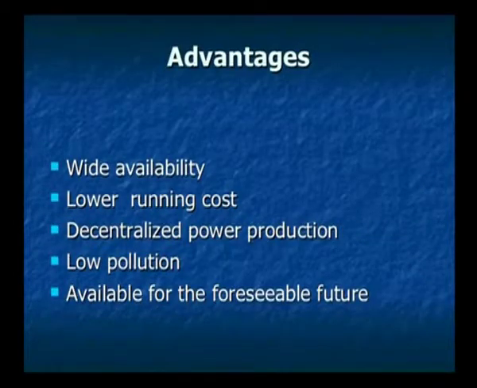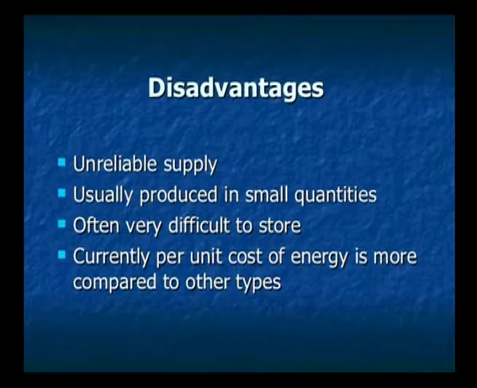Advantages: wide availability, lower running costs, decentralized power production, low pollution, available for the foreseeable future. Disadvantages of using these sources: unreliable supply. For example, if it is wind or even sun for that matter, it could be really cloudy one day. So, that day you cannot say that you will get so many kilowatts. Wind again is the same way. The wind that day needn't be at one particular speed, so many kilometers per hour. So, because of that, again that day the energy generated from the wind turbines could be less.